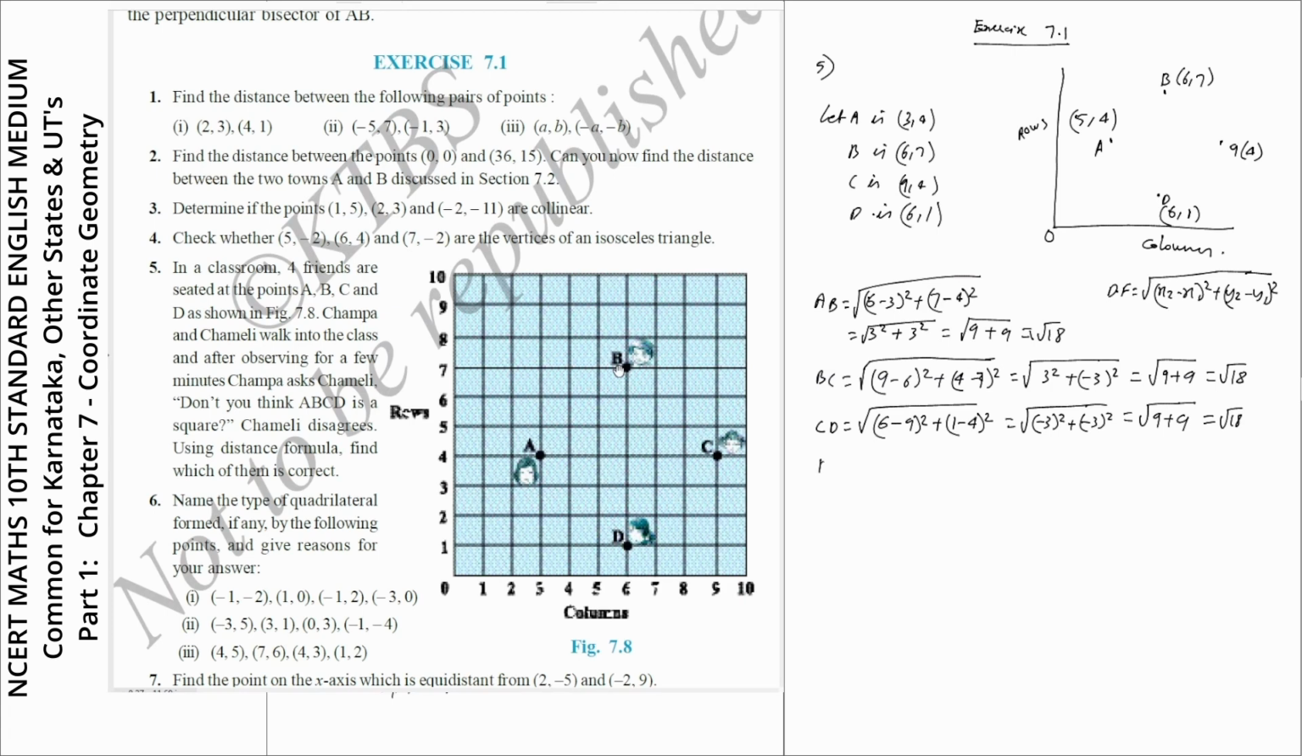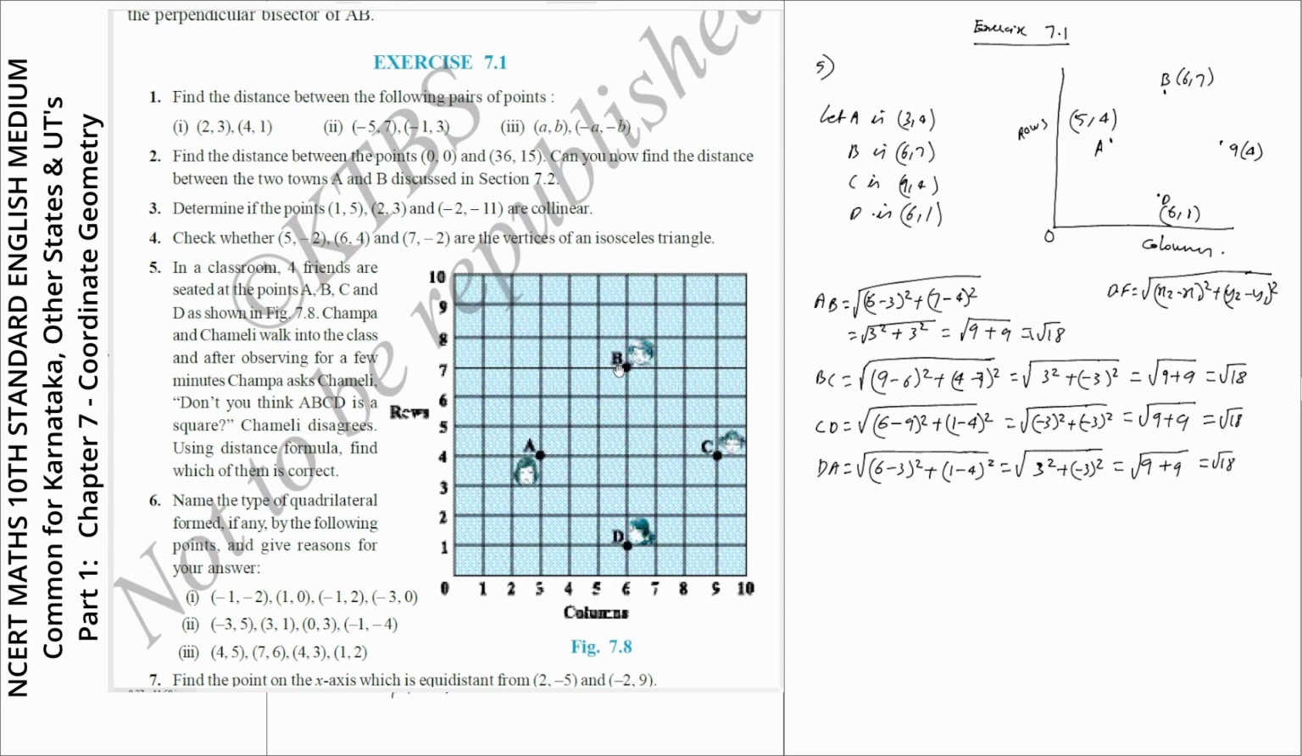So what is now DA? DA is equal to square root of x2 minus x1 the whole square, that is 6 minus 3 the whole square plus y2 minus y1 the whole square, 1 minus 4. Okay, all are correct. So this is equal to 3 the whole square plus minus 3 the whole square. So I'll get 9, 9. So minus 3 the whole square is plus 9. Minus 3 into minus 3 is plus 9. So square root of 18.